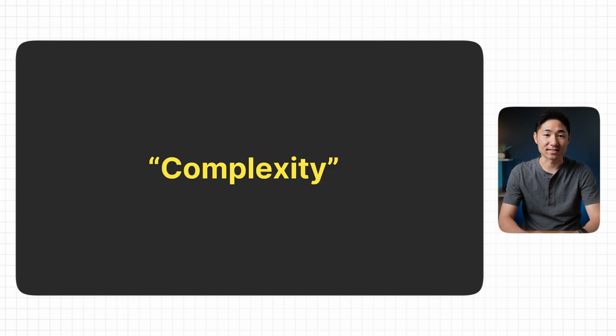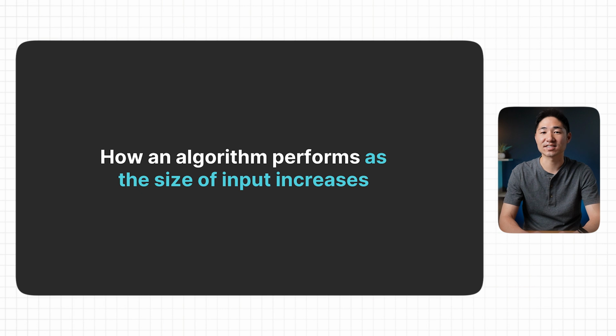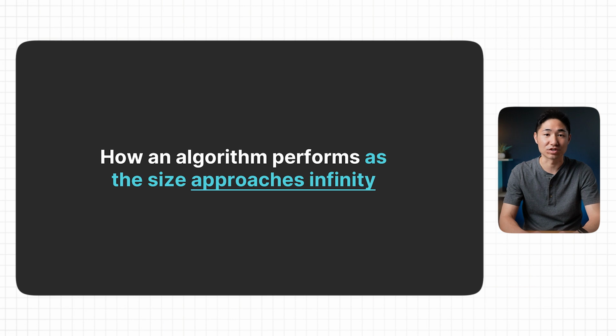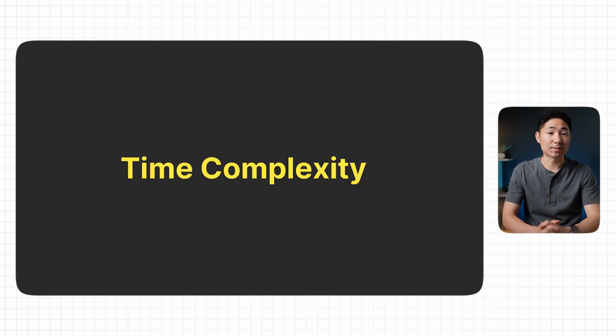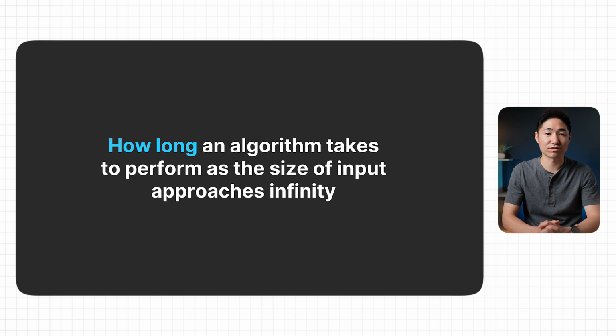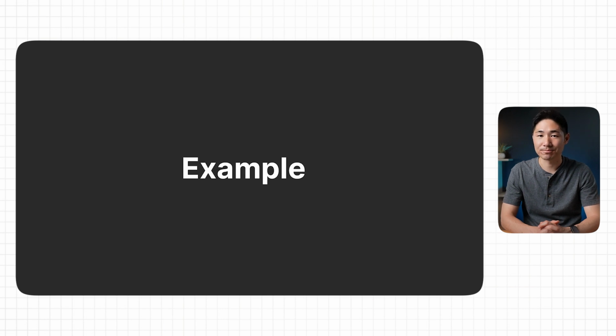And the word complexity, as it relates to algorithms, is about how an algorithm performs as the size of input increases. And more specifically, it's talking about what happens when the size of input approaches infinity. First, let's explore time complexity. Time complexity is about how long an algorithm takes to perform as the size of input approaches infinity. This will begin to make a lot more sense as we dive into an example.